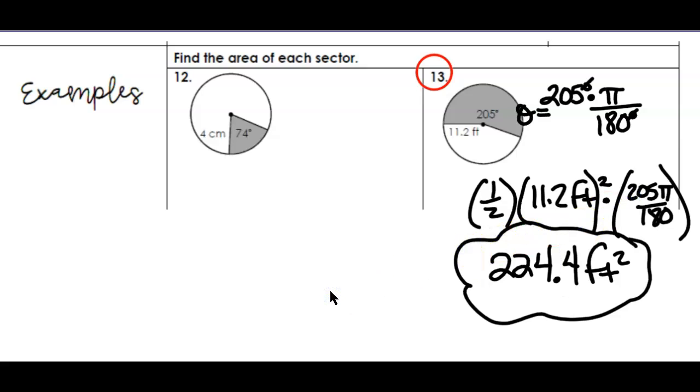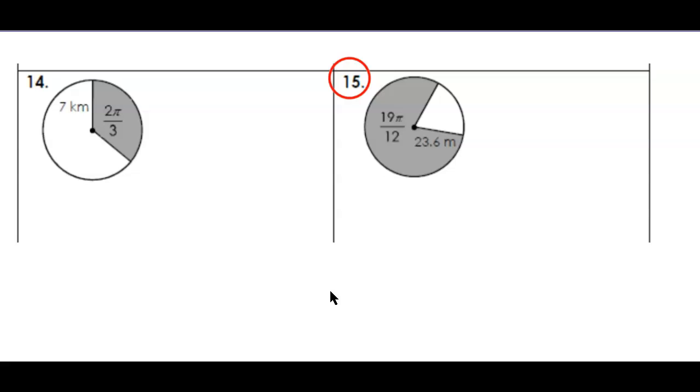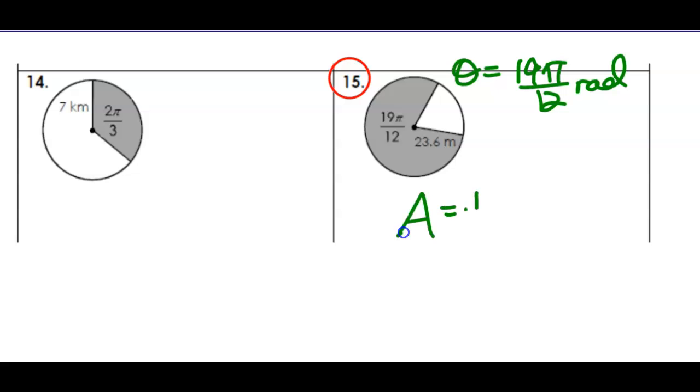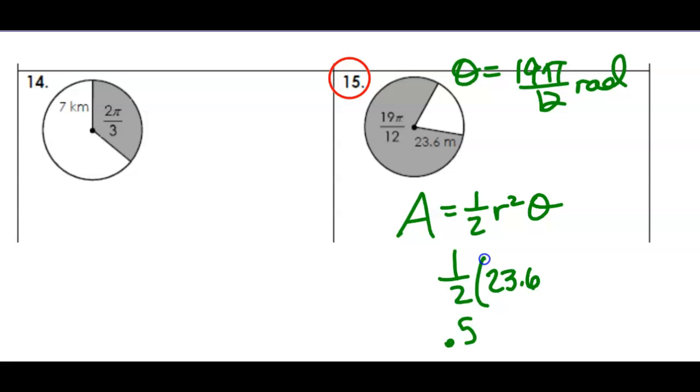All right, let's try one more. And then we're going to do one where you work it backwards. This one's actually even easier. Theta is already in radians. 19 pi over 12 is already in radians. So the formula is 1/2 r squared theta, or 1/2, which you could use 0.5. R squared is 23.6 squared. And then times theta, which is 19 pi over 12. They already gave it to us.